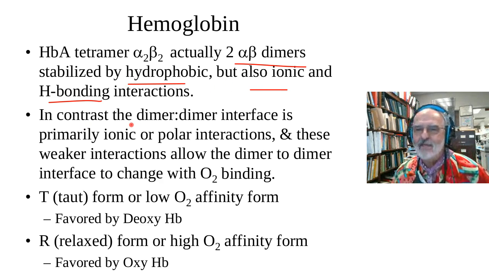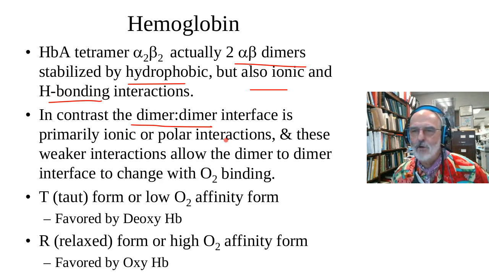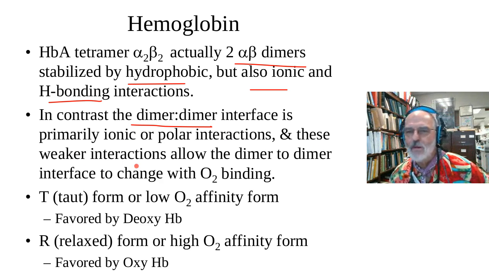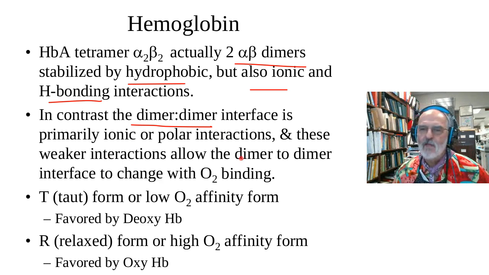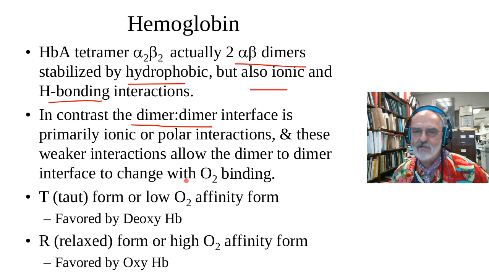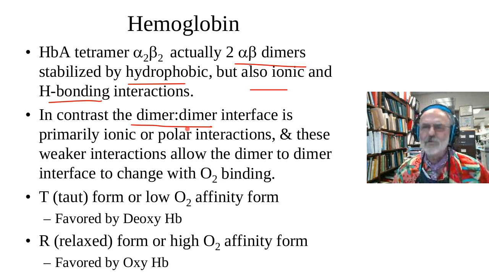In contrast, the dimer-dimer interface, the interface that stabilizes the tetramer, is primarily ionic and polar. It's a weaker interaction, and this allows the dimer-to-dimer interface to change orientation and structure with oxygen binding. So the dimers are more or less rigid, and they rotate relative to one another upon oxygen binding.